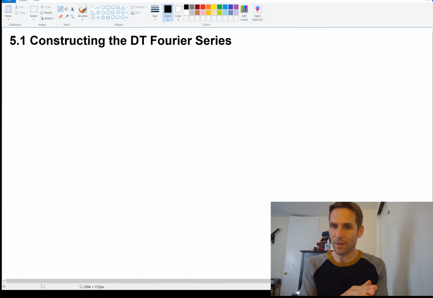I don't want to give the impression that the DTFS is any less important than the CTFS. That for some reason continuous time is so important and discrete time is not. No, that's not the case. It's just that we covered the CTFS first, and so now we're not going to cover the DTFS in as much detail. There are some important differences though, and it's those differences that I want to concentrate on. So let us take a look.